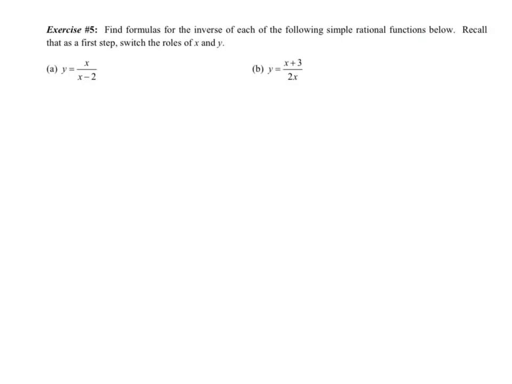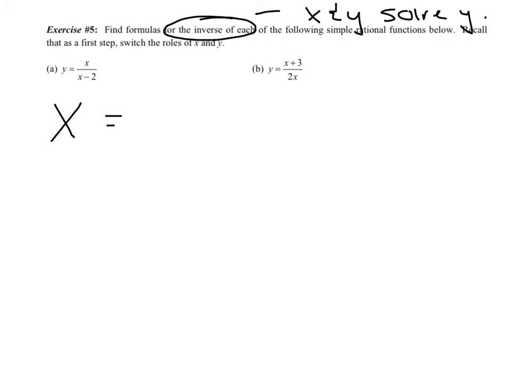Exercise 5. Find formulas for the inverse of each of the following simple rational functions below. Recall the first step is to switch the x and y. So remember, inverse means switch the x and y, and then solve for y. So we did these earlier on, but now these just get a little nastier, and you'll see why in a moment. So my first step on A here, I have y equals x over x minus 2, is to switch the x and y.